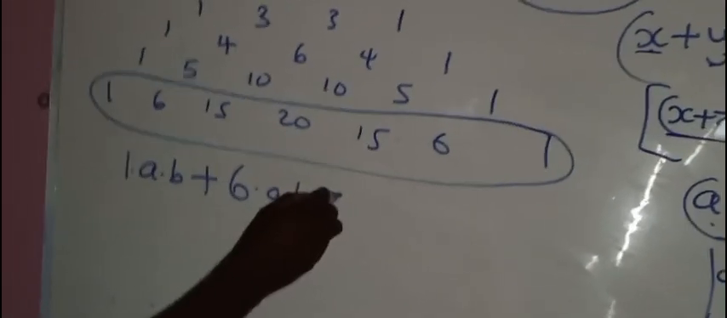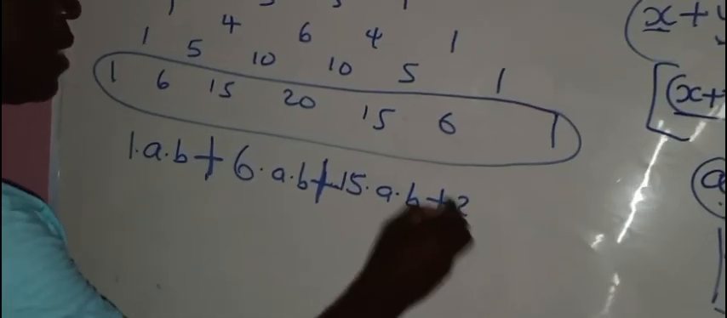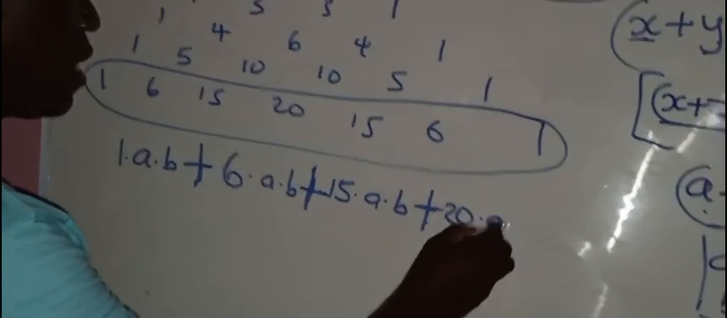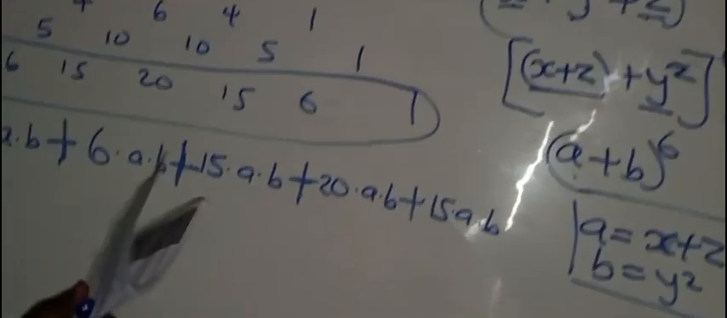Now, so we use this. So this will be 1 dot A dot B plus 6 dot A dot B plus 15 dot A dot B plus 20 dot A dot B plus 15 dot A dot B. Let that plus be big so I can separate it. Okay, I want to clean this.